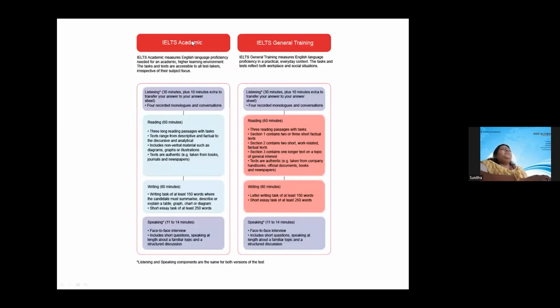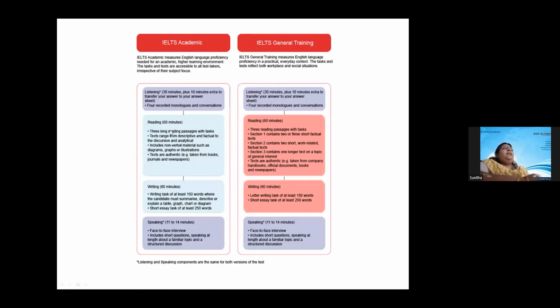So, IELTS academic and IELTS general. In IELTS academic and in IELTS general, listening is 30 minutes plus 10 minutes extra time given to transfer answers from the question paper to the answer sheet. There will be no difference in listening and no difference in the speaking.